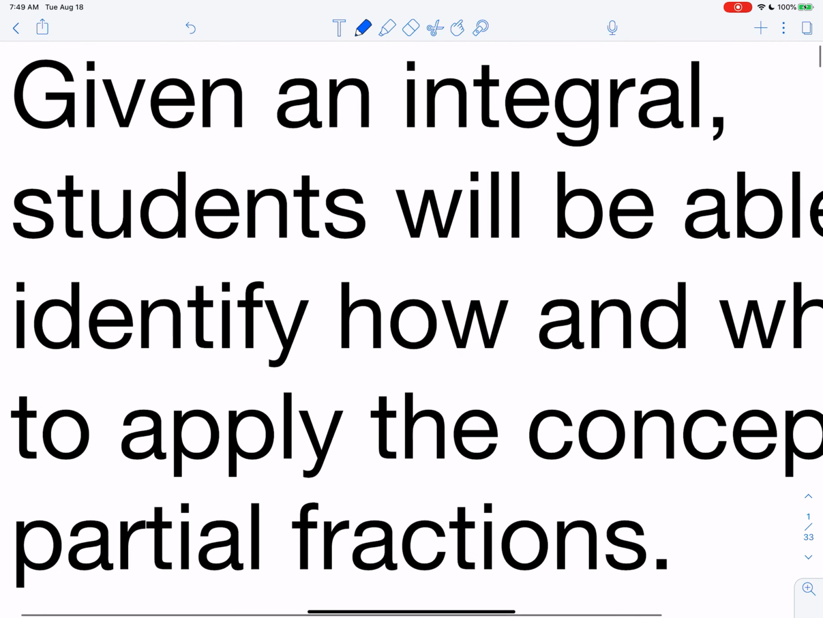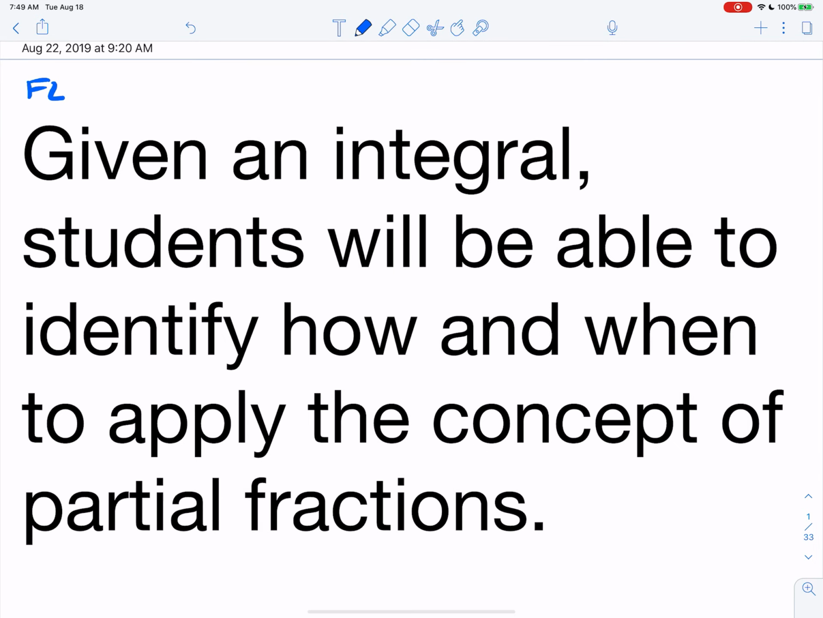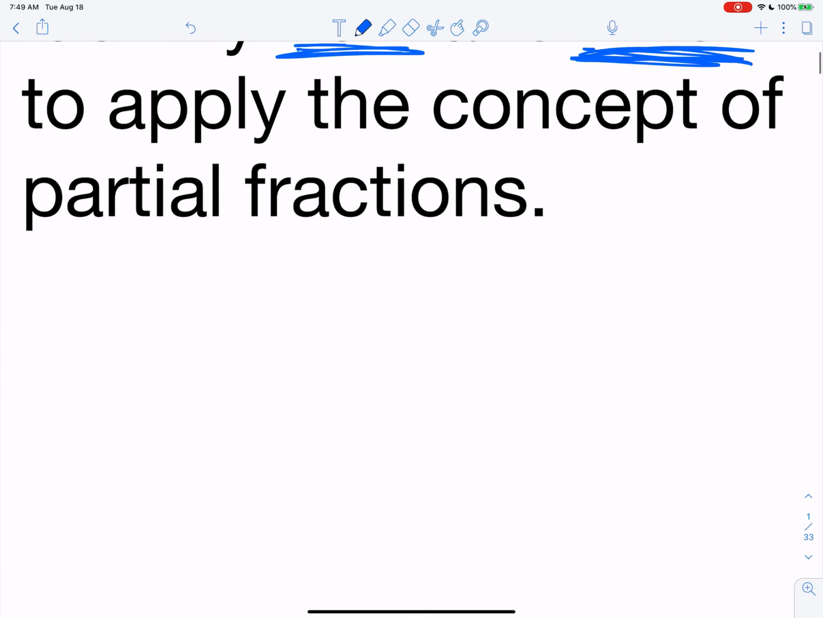Okay? So, here's your FLT. Go ahead and pause it and then play whenever you're ready. Given an integral, students will be able to identify how and when to apply the concept of partial fractions. So the key part here is we need to know not only the how, but also when to apply it. So this is another technique with integration. So let's recap before we get into the actual concept.